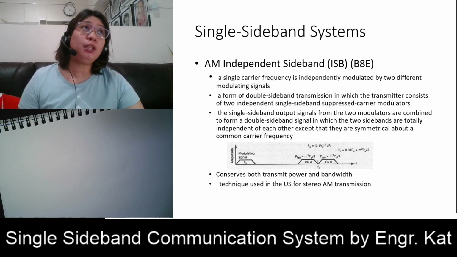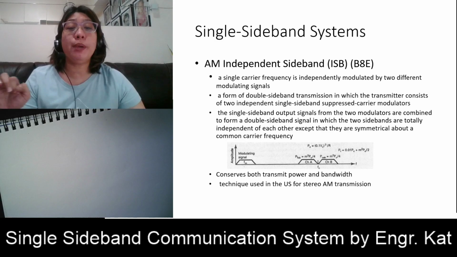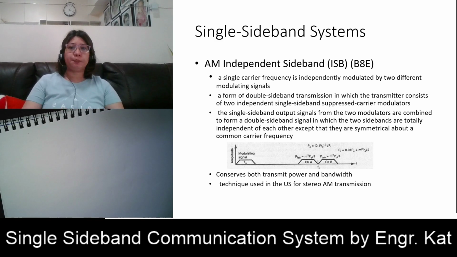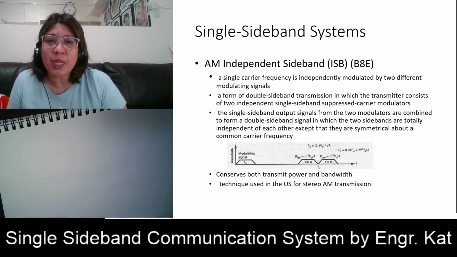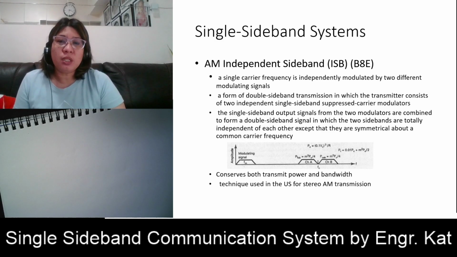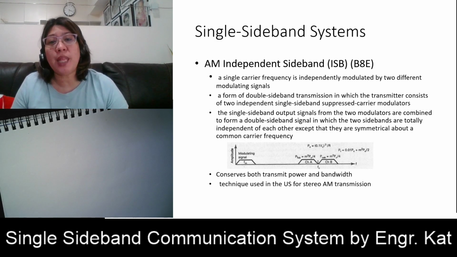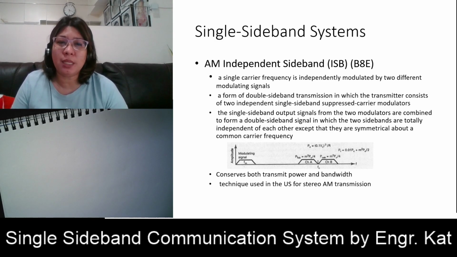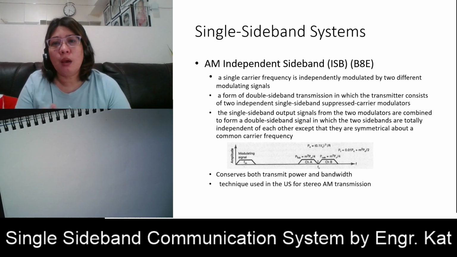Okay, so instead of just calling it lower and upper sideband, we call it channel A and channel B, because channel A contains different information from what is contained in channel B. This is a form of double sideband transmission in which the transmitter consists of two independent single sideband suppressed carrier modulators. The single sideband output signals from the two modulators are combined to form a double sideband signal in which the two sidebands are totally independent of each other.